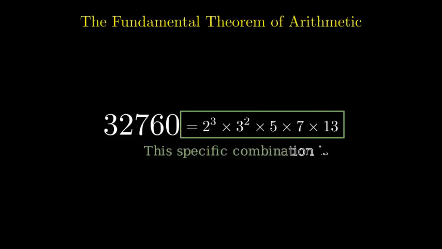This specific combination of prime factors is completely unique to 32760. No matter which method you use, you will always arrive at exactly the same primes. This uniqueness is the essence of the fundamental theorem of arithmetic.